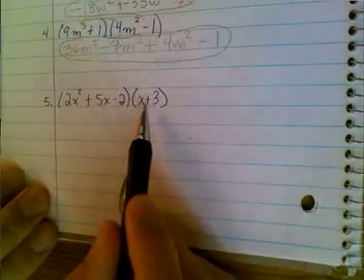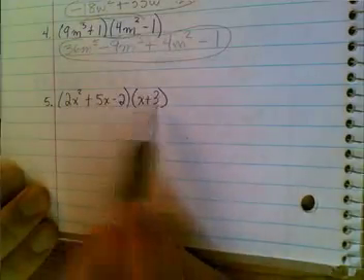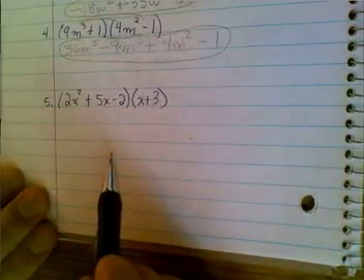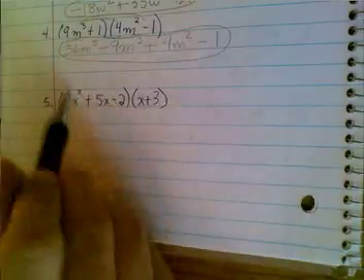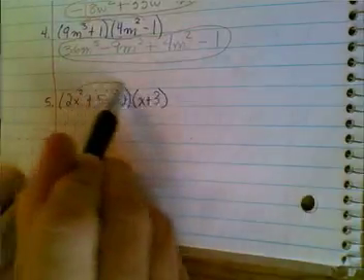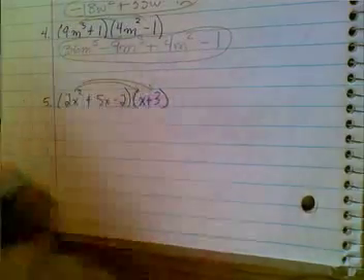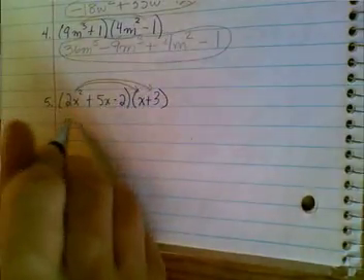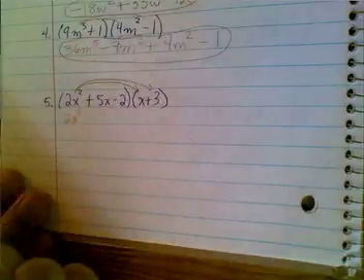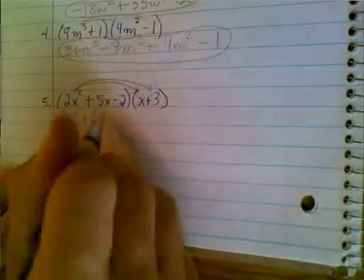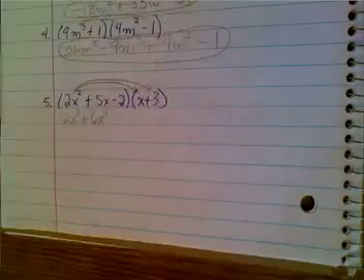Now, I can either rewrite this problem with the binomial on the left side, or I can just deal with it the way it is. And that's what I think I'll choose to do. I'm going to take this 2x squared, multiply it there, and there. So that's my first step. 2x cubed plus 6x squared. Okay?